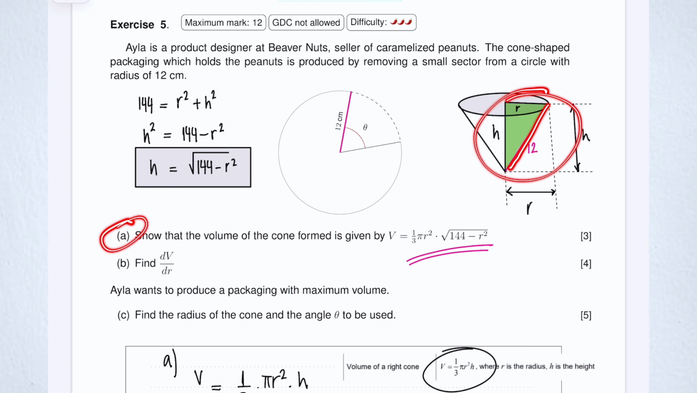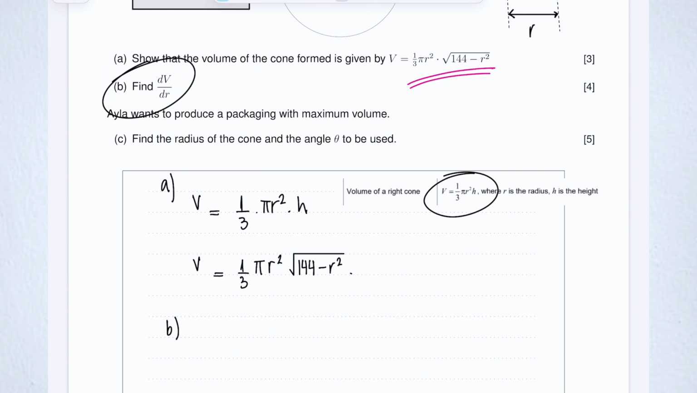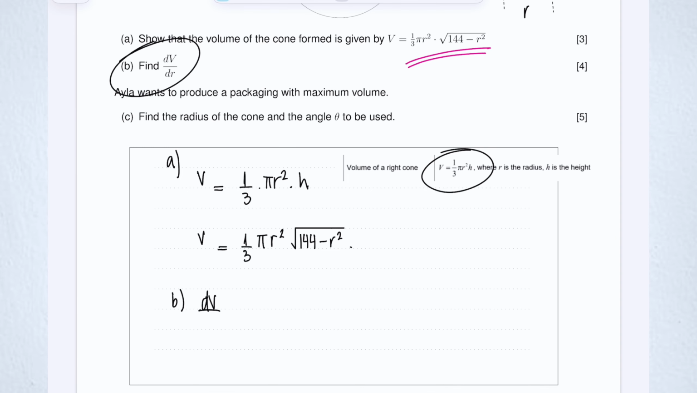Now let's jump to question B. Find dV/dr, which means the derivative of the volume with respect to the radius. Now this is the volume. 1/3 and pi are just constants. What we actually need to differentiate here is r squared times the root of 144 minus r squared. And for this, we need to use the product rule.